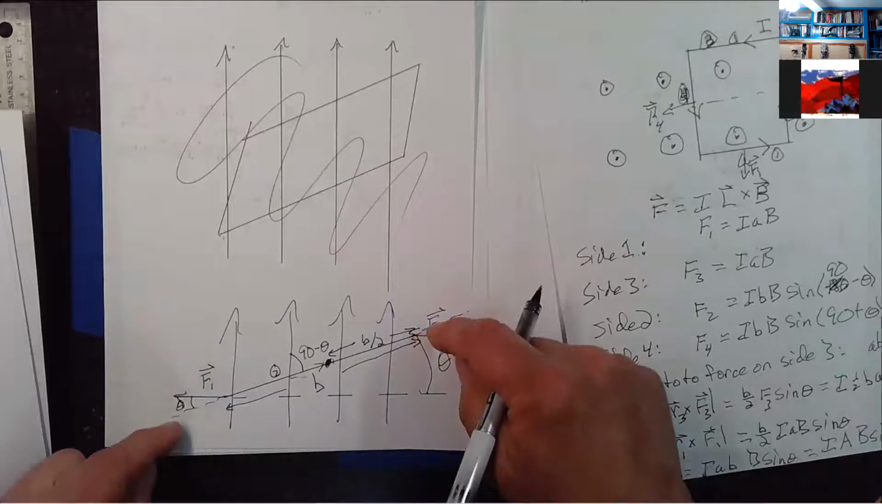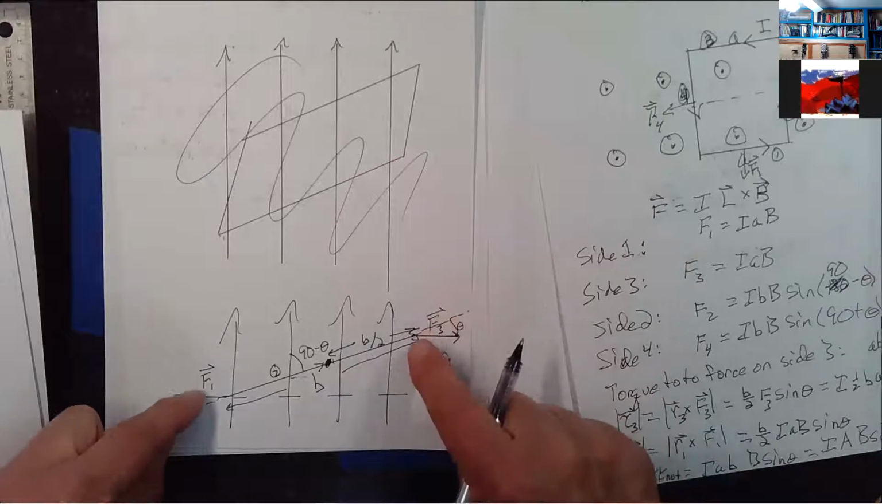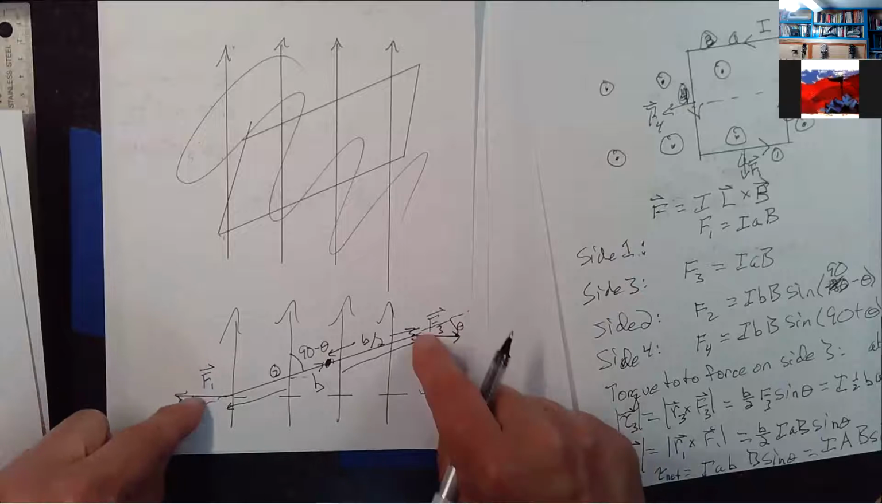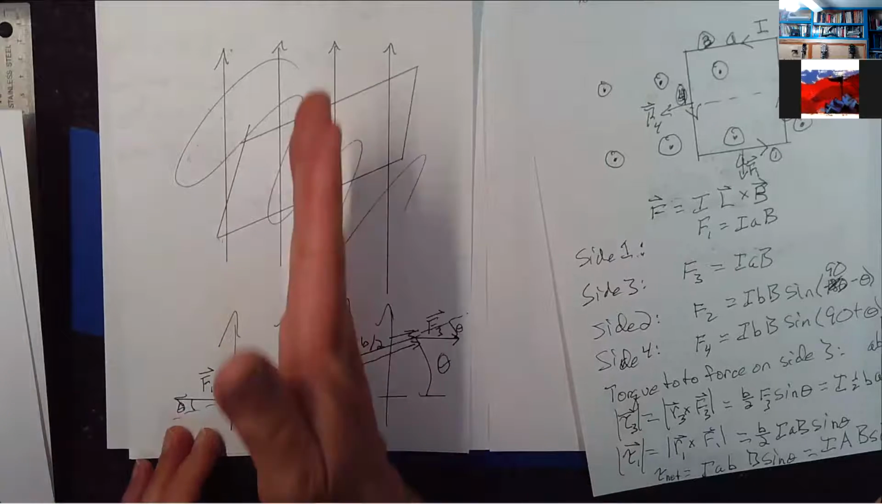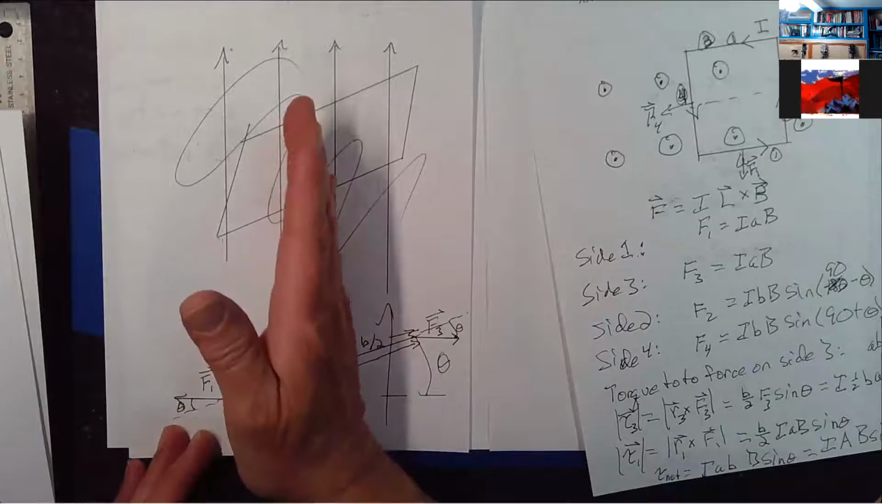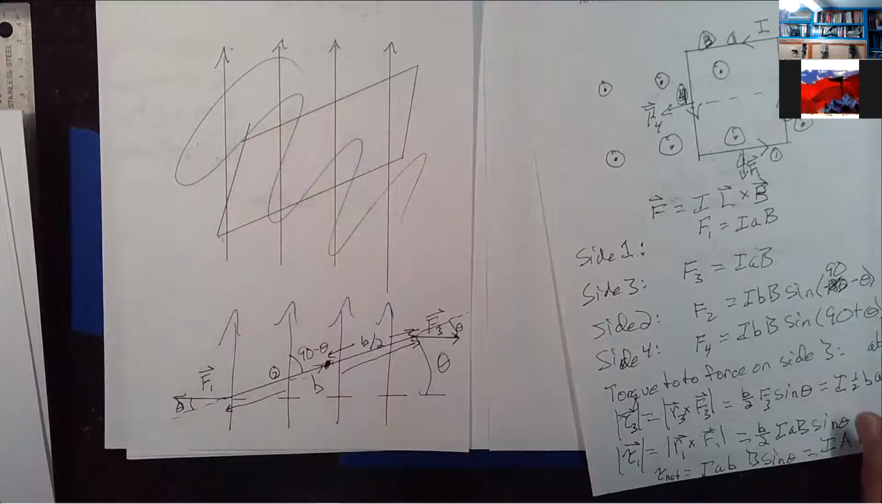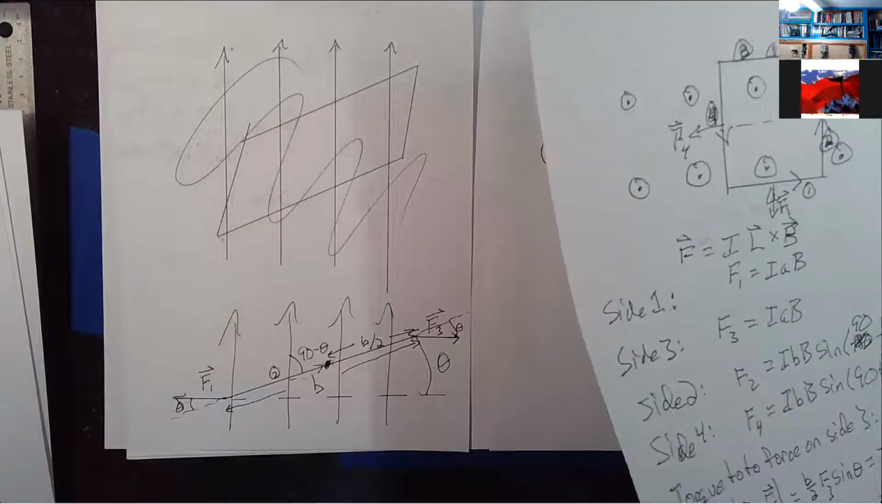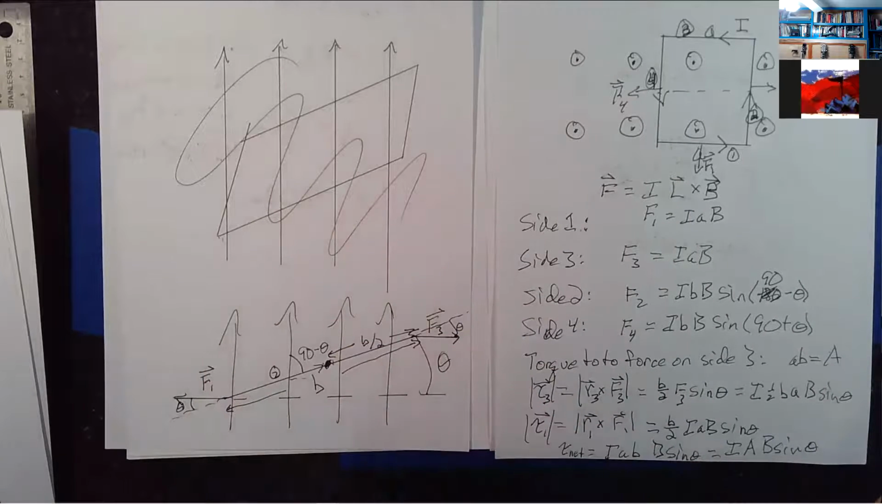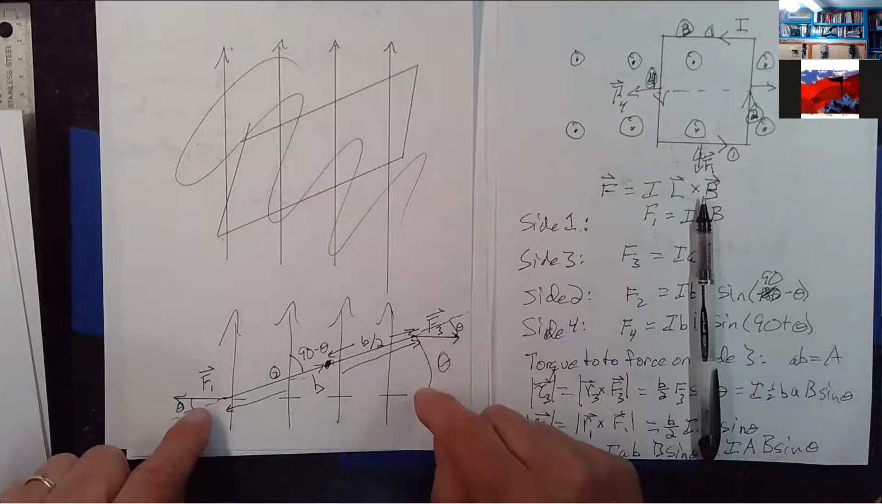If you think about it, the torque that acts on the current loop, if we look at it sideways, tends to make it rotate in such a way that the magnetic moment will be pointing in the same direction as the magnetic field. So that's something that happens. And if they happen to be opposite each other, it's a point of unstable equilibrium.